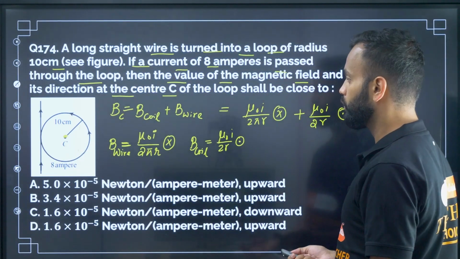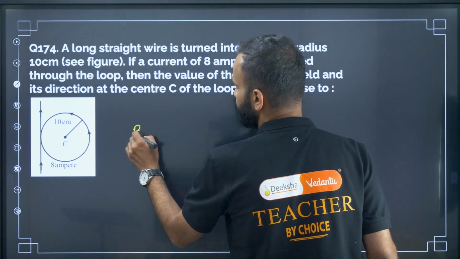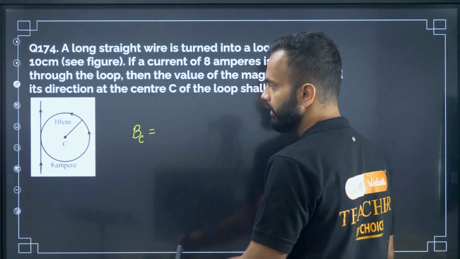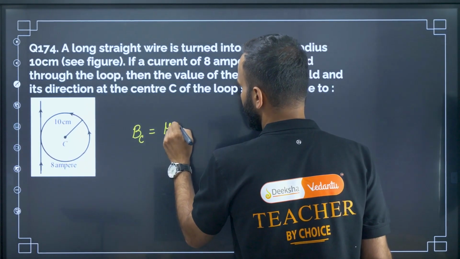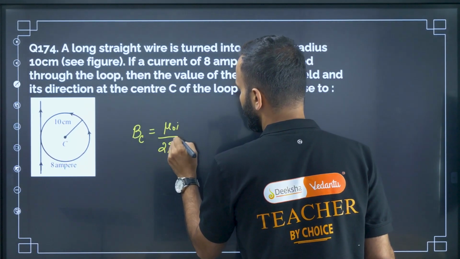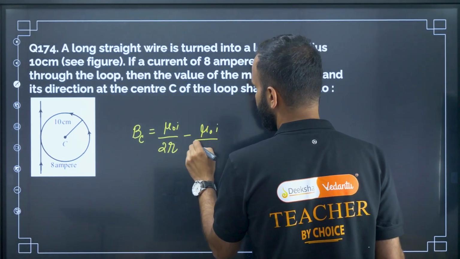So I'm going to use another slide. Here B C, the magnetic field at point C, is equal to mu naught I divided by 2r minus mu naught I divided by 2 pi r.